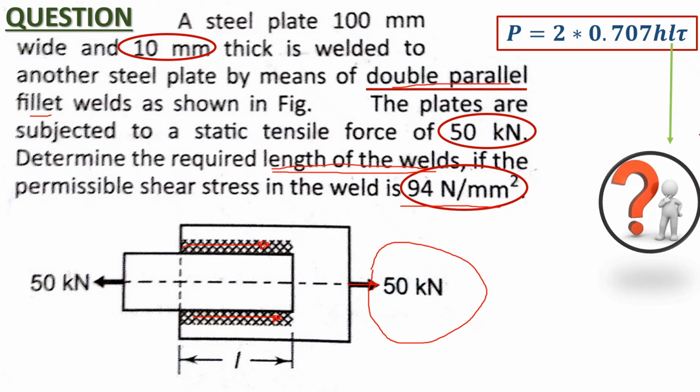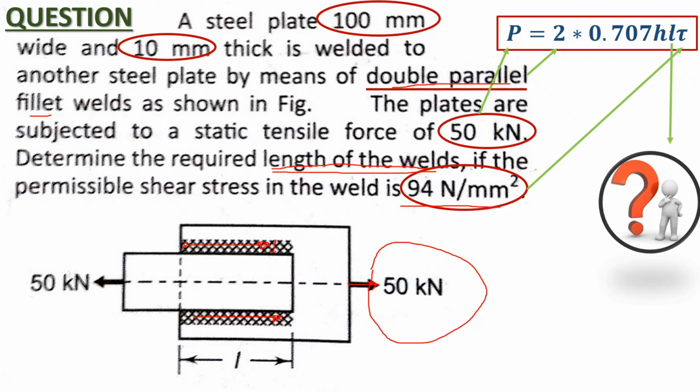Now let's see if the other parameters are given to us in the question or not. The width of the plate is given to us as 100 mm, but this information is not required for us to solve this problem. So the tau, which is the permissible shear stress, is given to you in the question. P, which is the tensile force acting on the plates, is given as 50 kilonewtons. And we have multiplied this equation by a factor of 2 because double parallel fillet welds are given, because this structure is welded with the help of double parallel fillet weld.